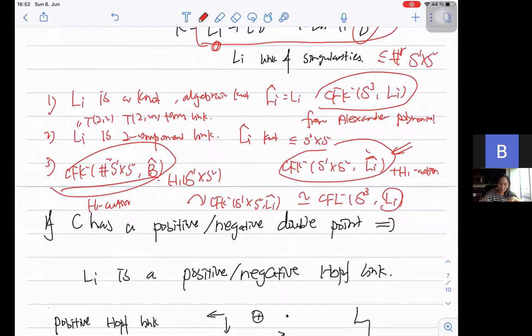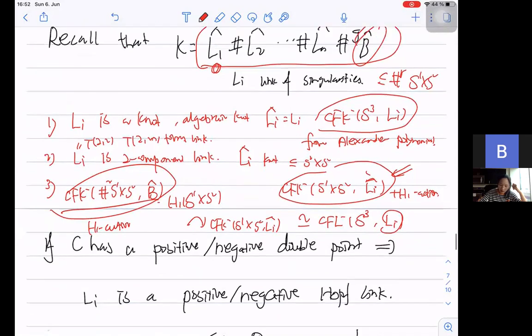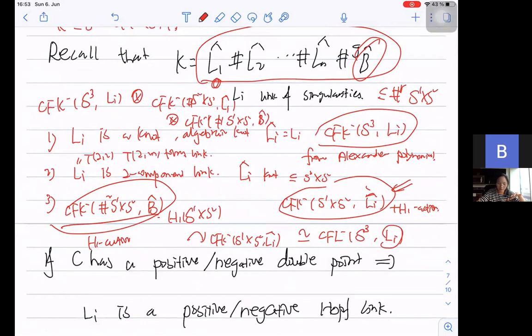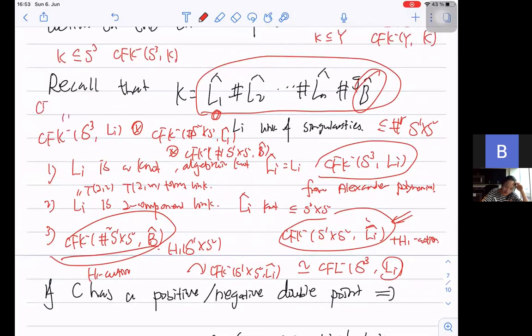That's basically how we prove our main theorem. After we understand each piece, we just need to tensor the chain complexes together. So if this is just a knot, we tensor the chain complex of the knot, and then we tensor CFK minus of some copies of S^1 × S^2 and the Borromean knot. This is how we compute the whole chain complex, CFK minus of several copies of S^1 × S^2 with the knot K.